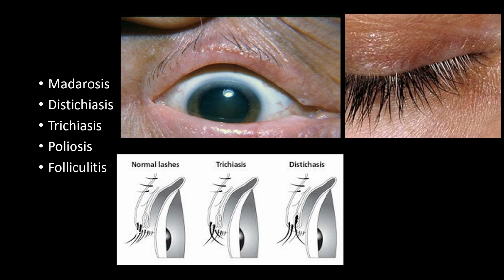Then the third one over here, you can see this schematic diagram. So you see over here that there are normal lashes. Then in the second image, which is labeled trichiasis, you can see that there is misdirection and the lashes are rubbing onto the cornea. Then distichiasis, what is that? When there are extra eyelashes which are growing from the meibomian gland, that is distichiasis.